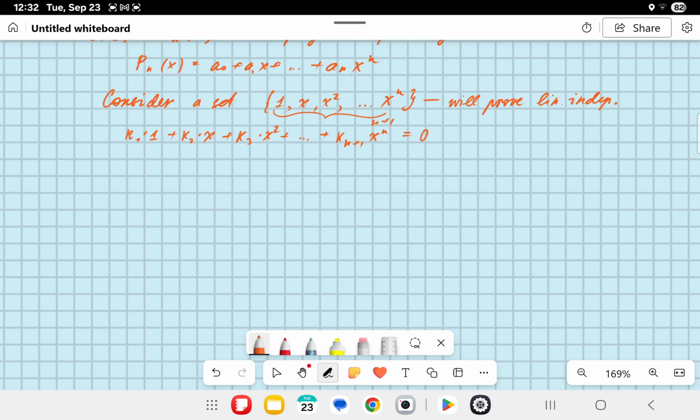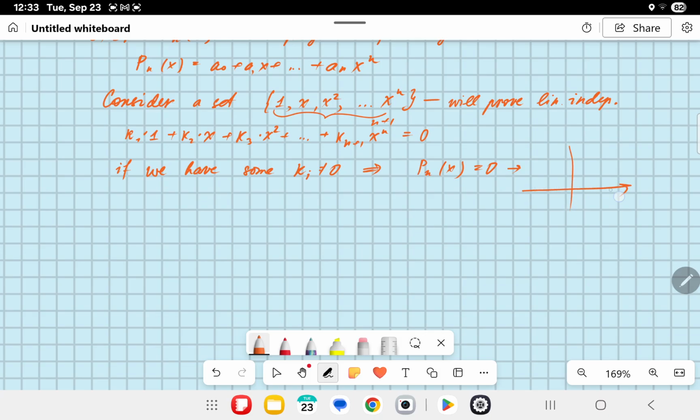Well, imagine that we have a non-trivial solution. If we have some ki not equal to 0, then it's going to be a polynomial of degree n equal to 0. We do know that the maximum number of solutions here, the roots, is n: there are just n x's which turn this polynomial into 0.